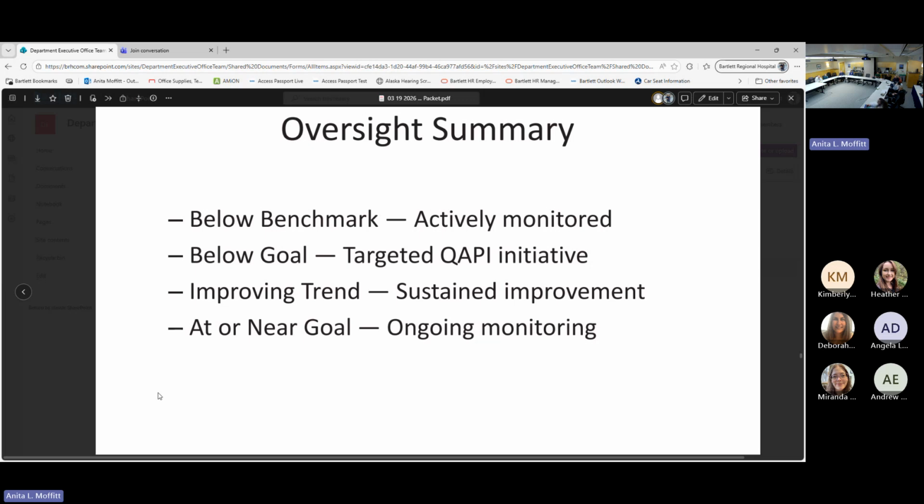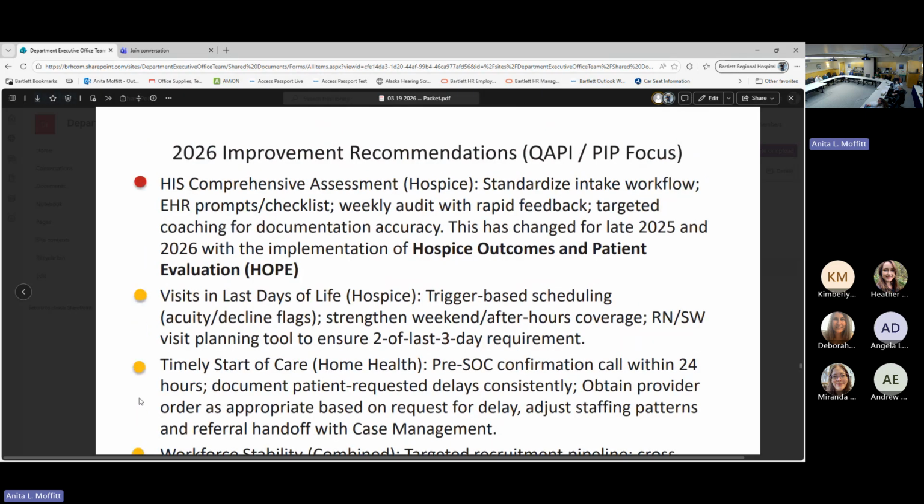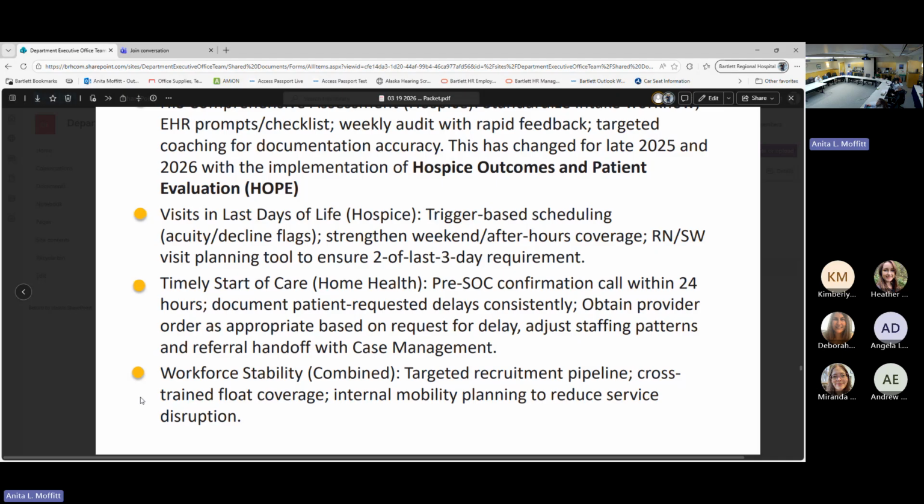So next page is what we're planning on monitoring, and this is just a roadmap of what we want to do and what we found through the 2025 data. The HIS comprehensive assessment has turned into HOPE, the hospice outcomes and patient evaluation. So we're going to want to try to standardize the intake, the flow of patients coming in, and coaching for documentation, making sure that we're entering information accurately. And again, that HOPE has changed in October of 2025 as far as the documentation and the evaluation is concerned.